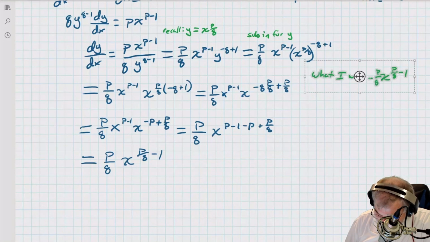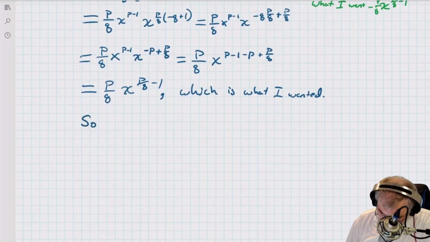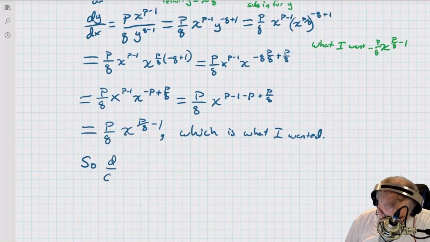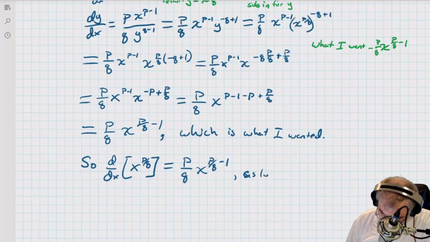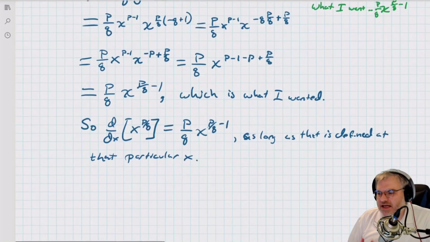So p over q, x to the p over q. So the derivative, d over dx of x to the p over q, equals p over q times x to the p over q minus 1, as long as that is defined at that particular x. And notice here, I did not assume that x was greater than 0.